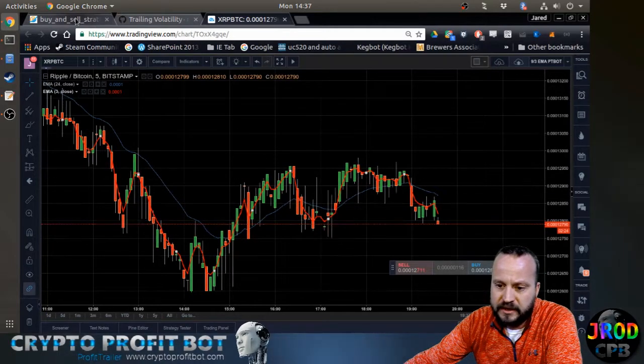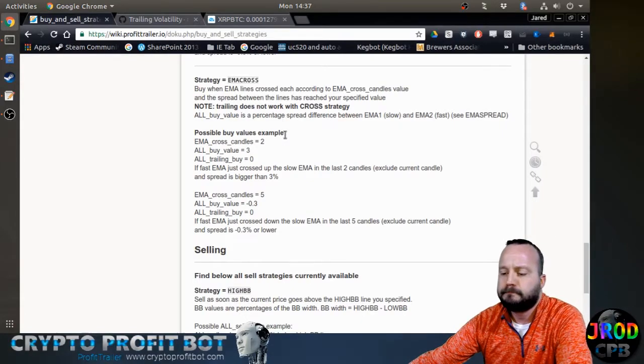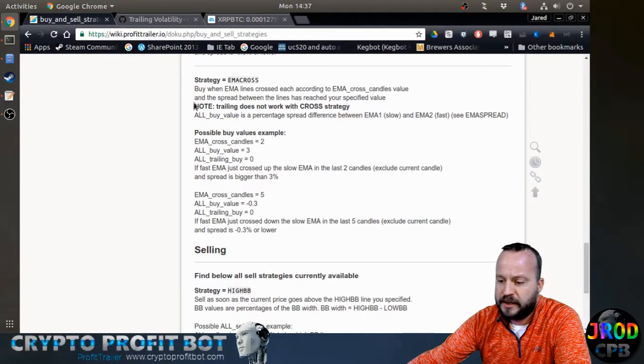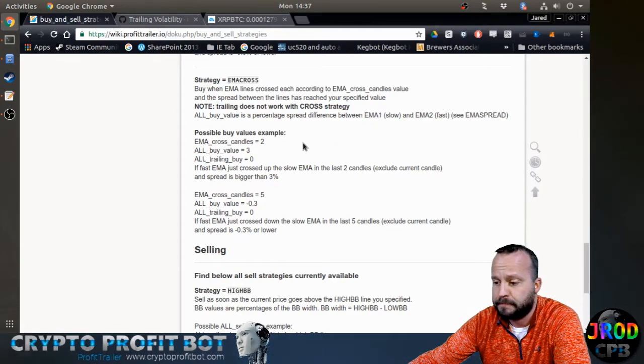So if we look at the actual way this is written, EMA cross. Trailing does not work with the cross strategy, so remember that. You're not going to trail. It's just going to look at this condition, and then if the condition is met, it will try to buy. So it's looking at the amount of cross candles, the buy value, and the trailing buy. So if the fast EMA just crossed up the slow EMA in the last two candles, excluding the current candle.